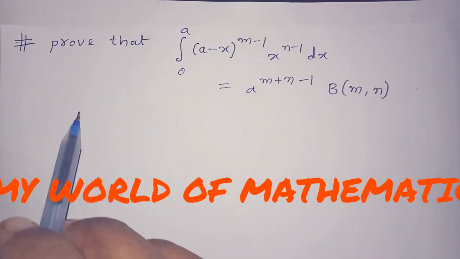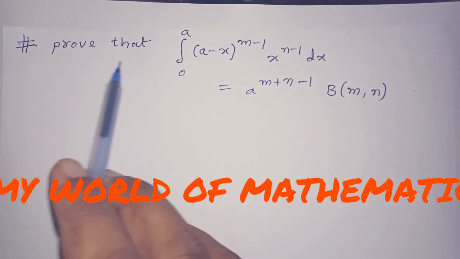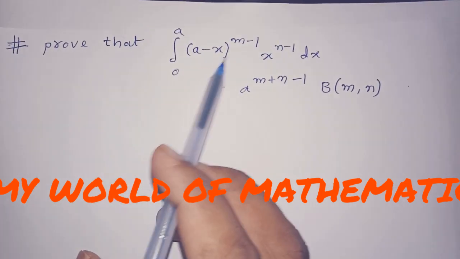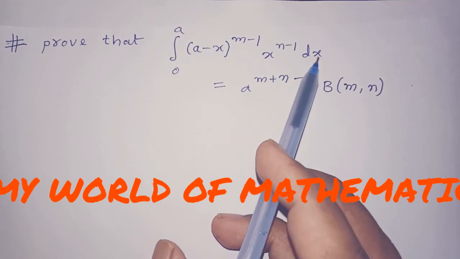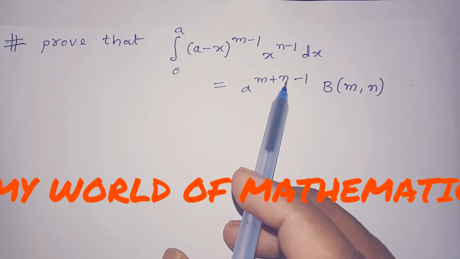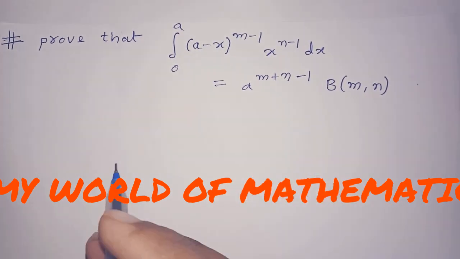Okay, today our problem is: prove that the integral within limits 0 to a of (a minus x) to the power of m minus 1, x to the power of n minus 1 dx is equal to a to the power of m plus n minus 1 times B of m, n.